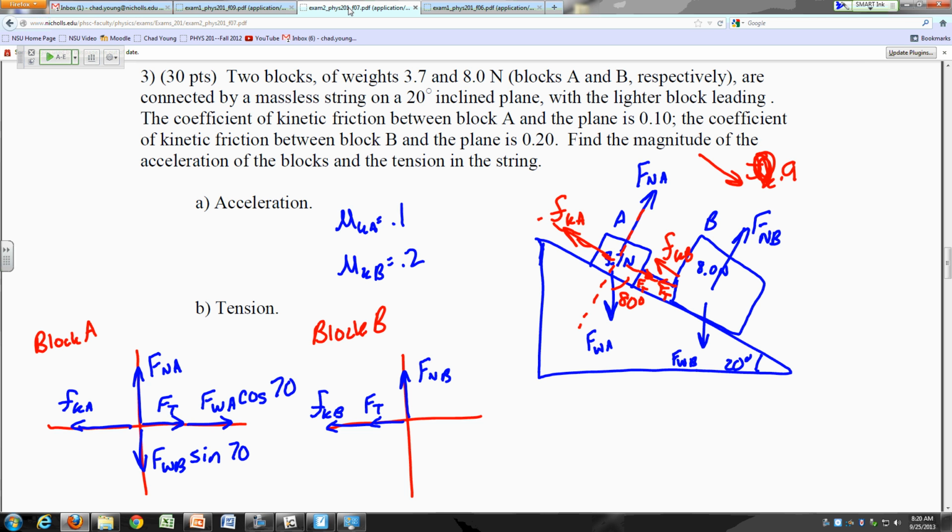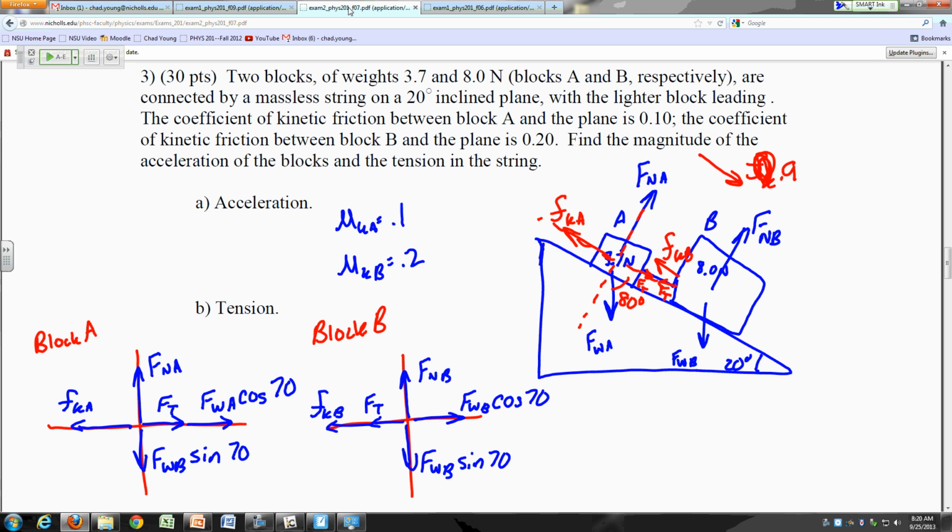Notice that the tension now is in the opposite direction, because I have one tension pulling down on this block, and then on this block the tension is pulling up. All right. Now we're going to write our equations.